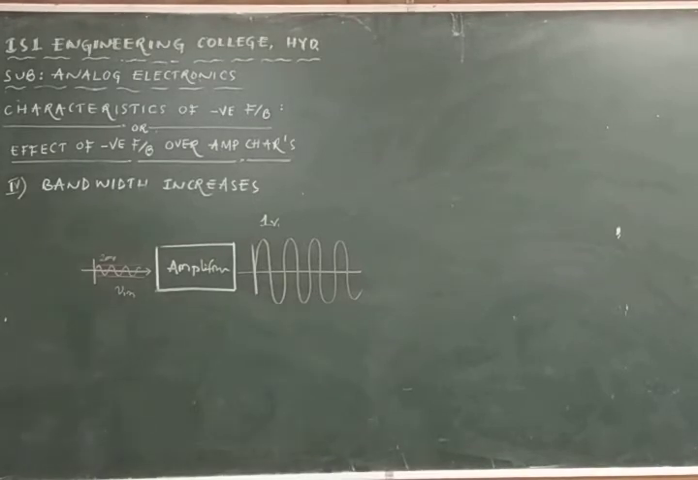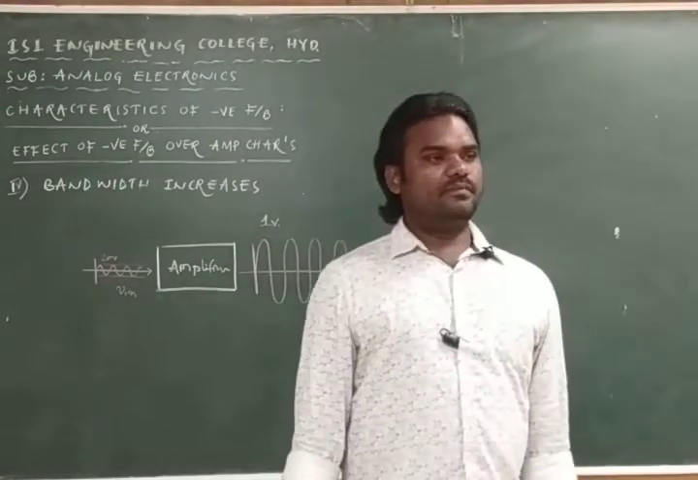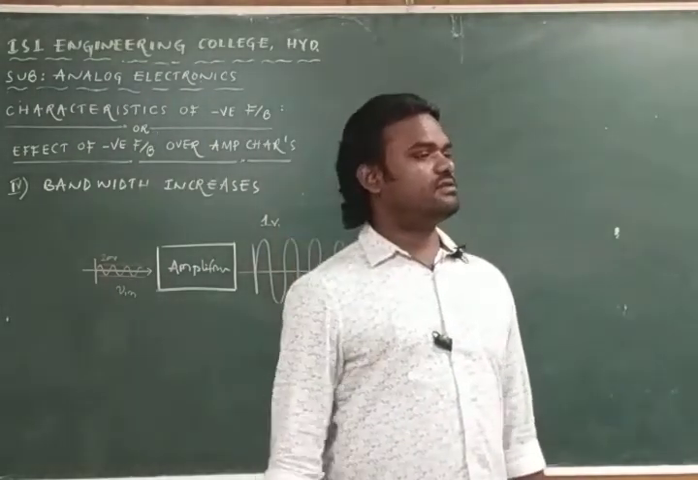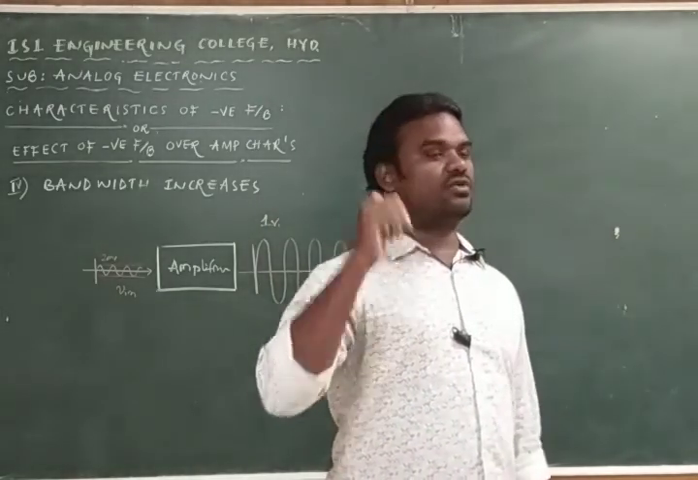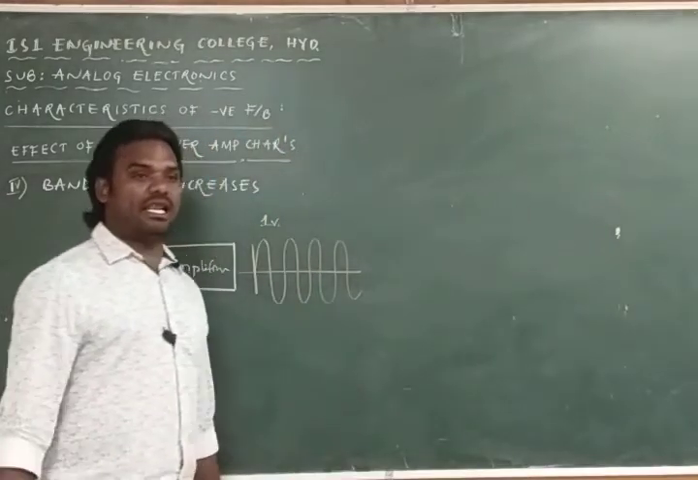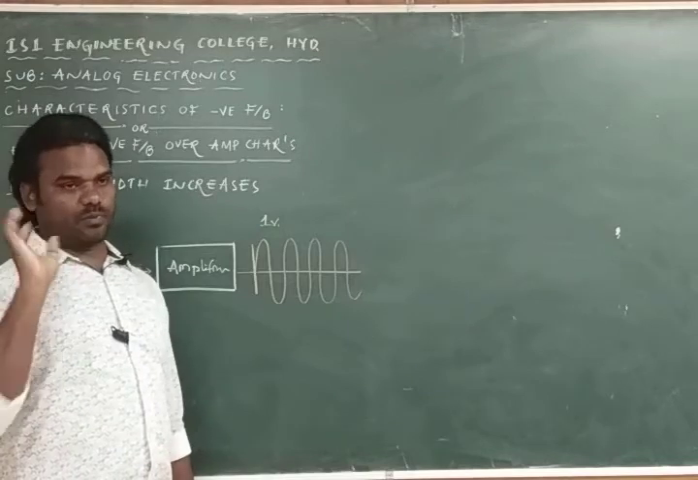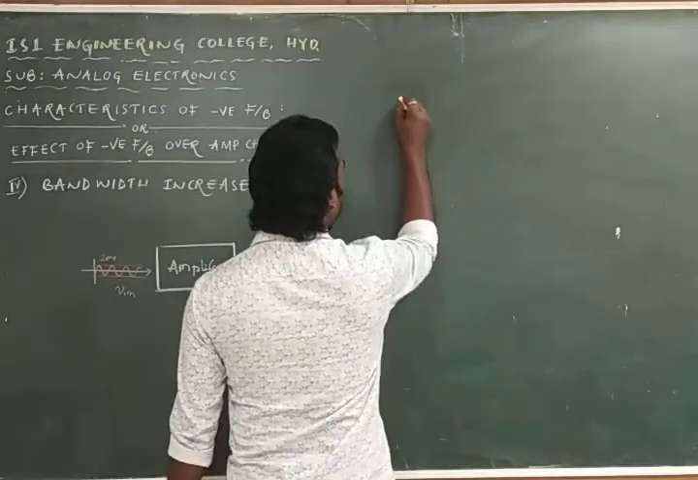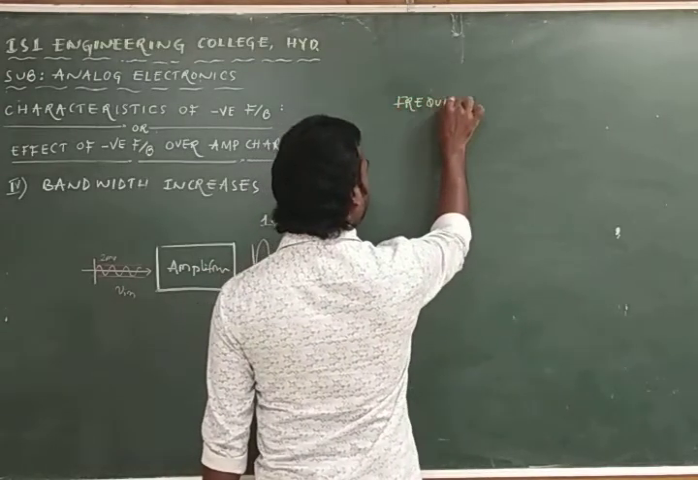So now it is very clear that bandwidth is nothing but the range of frequencies over which the gain is maximum and constant. So bandwidth can be calculated from the frequency response. Then I am going with the frequency response. It is a very small topic only. From the frequency response we can calculate the bandwidth.